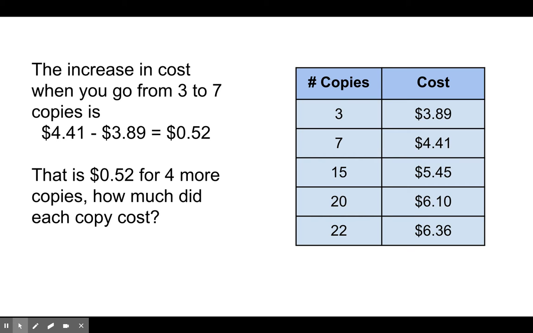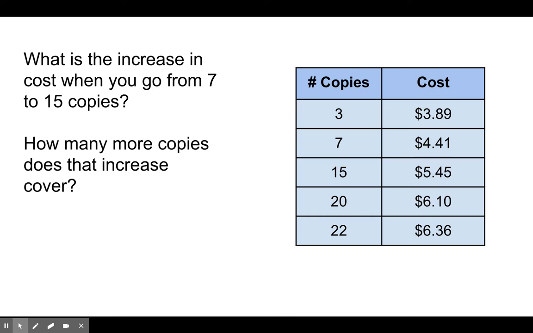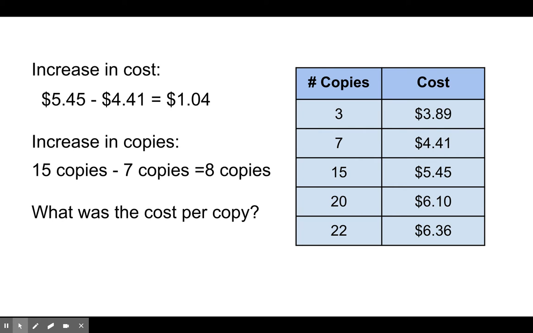Let's take a look at another situation. Here we're going to take a look at the increase in cost when you go from 7 to 15 copies, and then determine how many copies that increase is. This is how we do it. We subtract the two costs, 545 for 15 minus 441 for 7 to get 104, and then 15 copies minus 7 copies to get 8 copies. Then I want you to figure out the cost per copy. You should have taken $1.04 divided by 8 copies to get 13 cents per copy again.